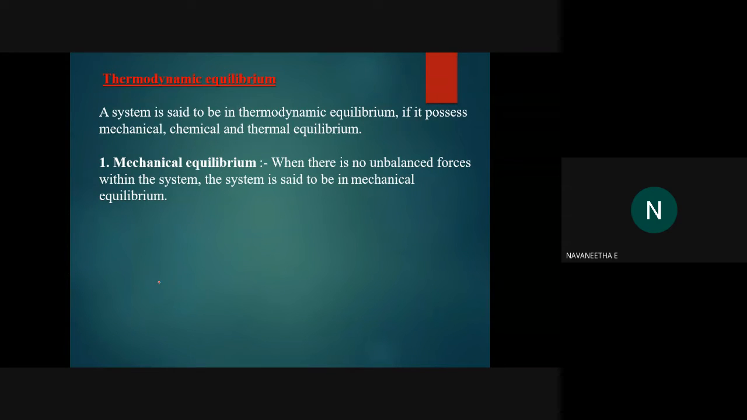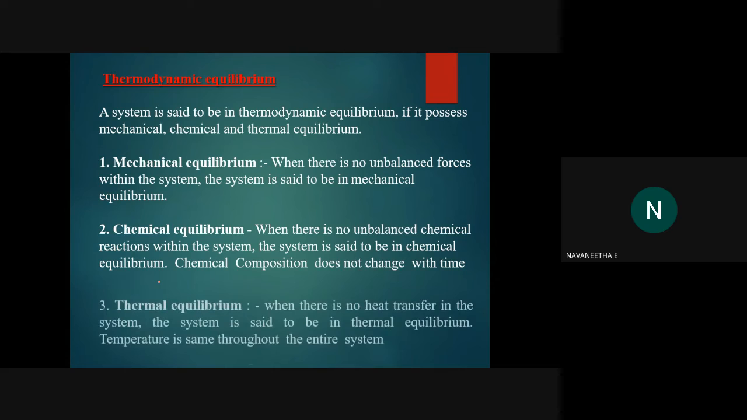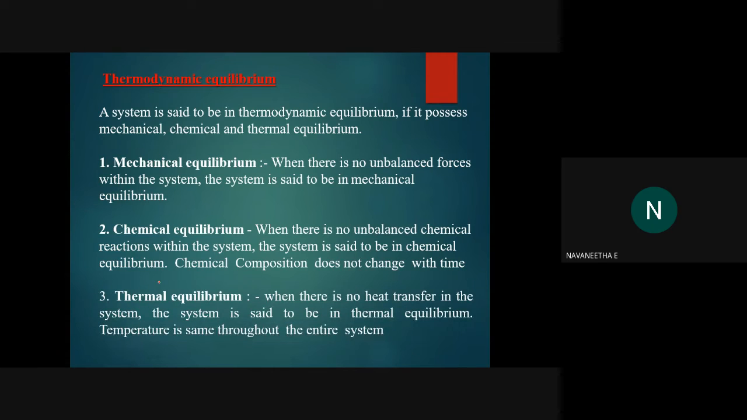What is meant by mechanical equilibrium? There is no unbalanced force within that system. All the forces are in balanced condition. Then that is called mechanical equilibrium. Chemical equilibrium means there is no unbalanced chemical reaction in that system, and chemical composition does not change with time. Then next is thermal equilibrium. That means there is no change in thermal energy. No heat transfer occurs in that system. So that is called thermal equilibrium.